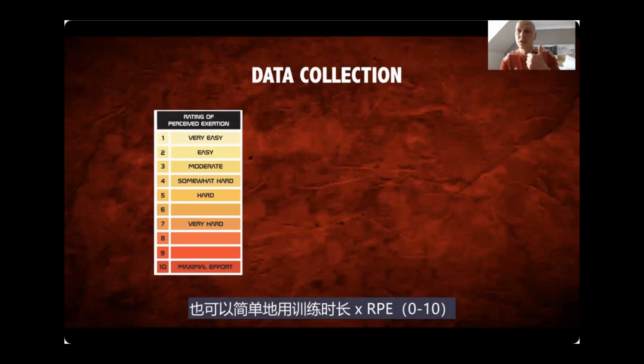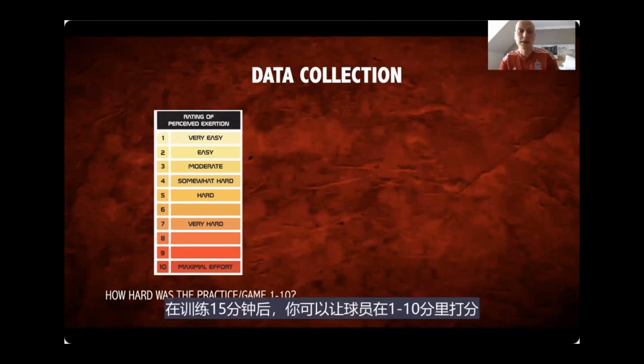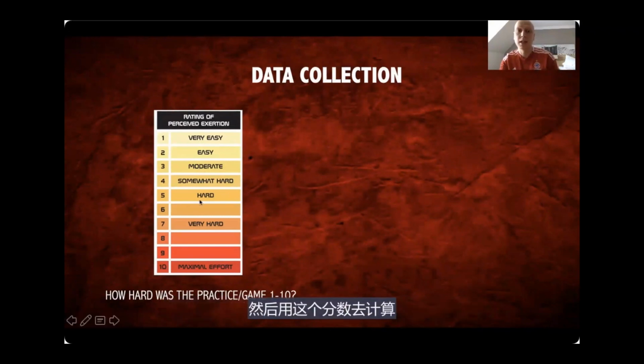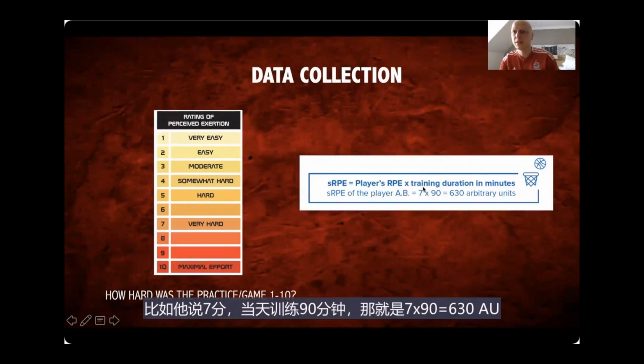the time of the training session multiplied by a scale of 1 to 10 for how hard the practice was, or the RPE, rating of perceived exertion. So you ask the player 15 minutes after practice, when they cool down a little bit, how hard the practice was from 1 to 10, and they give you a number. You take this number, for example, for player AB, he says 7, you multiply it with 90 minutes of training session, and you get 630 arbitrary units.